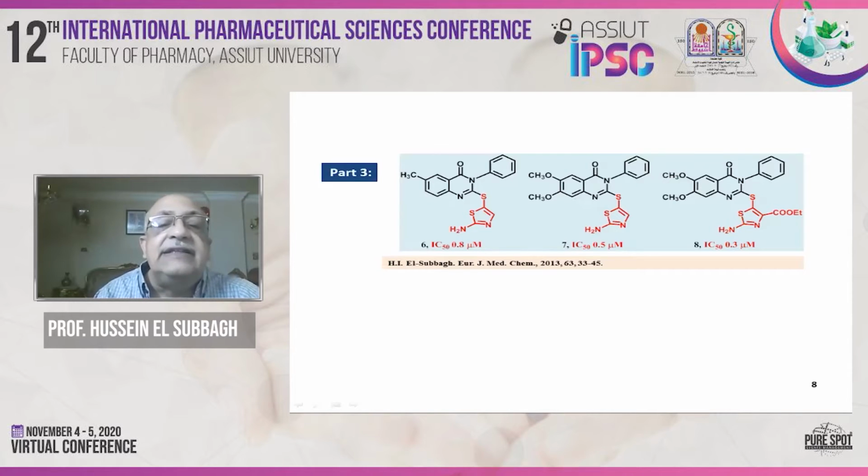In another study, we introduced the small molecule of thiazole in a thioether linkage to the quinazoline, and we started to see improved activity by the allocation of compound 8 at 0.3 micromole. We have to keep in mind that methotrexate shows an IC50 of 0.08 micromole. So there is still a long way to go.